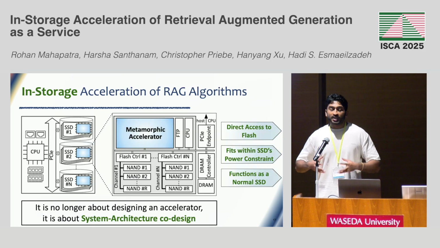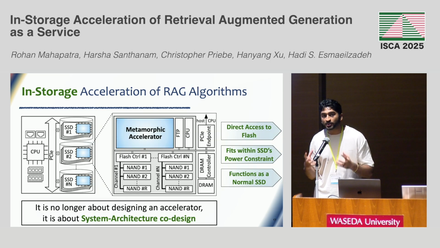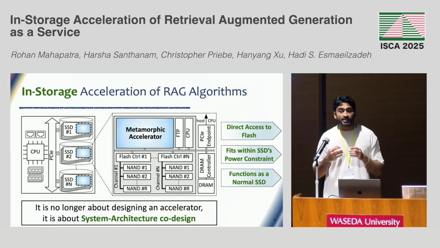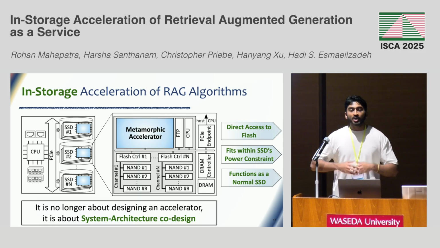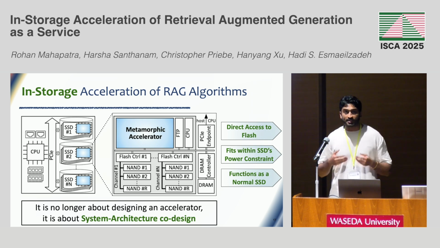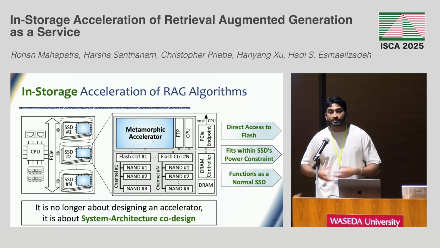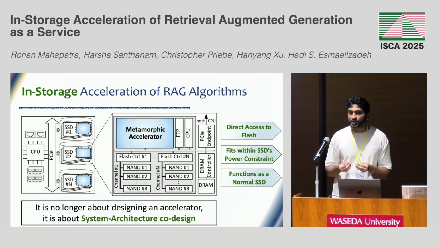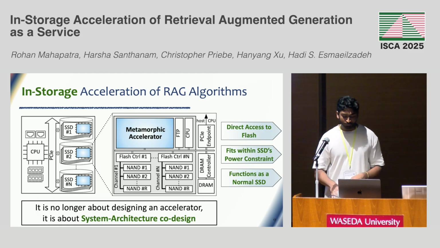To resolve this issue, we did not just look to design another accelerator. Rather, we looked at the system as a whole and thought about how we can integrate an accelerator within the system to minimize these storage access overheads. What we landed on was placing the accelerator inside of storage with direct access to flash. To do this, we had to make sure the accelerator fit within the SSD's power budget and also involved minimal changes to the storage drive so it could function as a normal SSD as well.